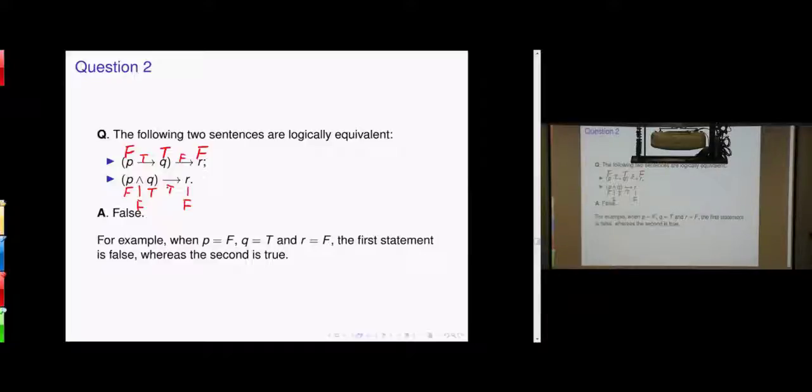Equivalent means if I give you the same input, you must give me the same output. But now I give you the same input, F, T, F. The first one turns out to be F, the second one turns out to be T. So therefore, they are not logically equivalent. So the safest method is to draw a truth table. Then you don't need to think. You just draw it and then you see.